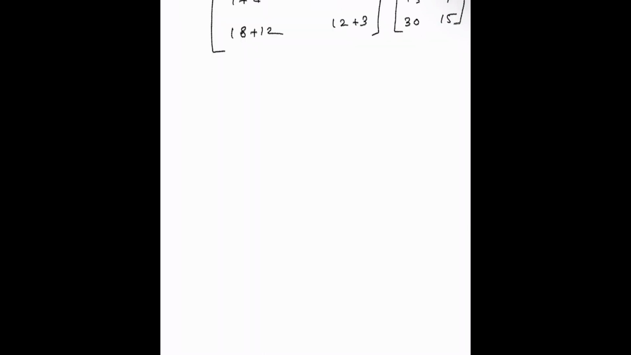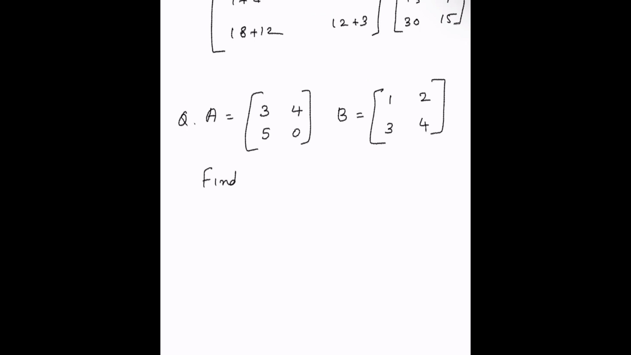We need to find the product of 2 matrices. A is equal to 3, 4, 5, 0. B is equal to 1, 2, 3, 4. Find AB.